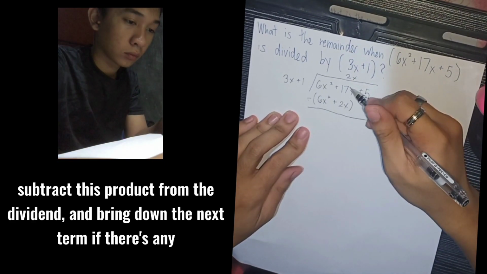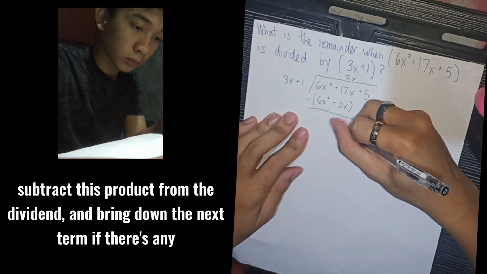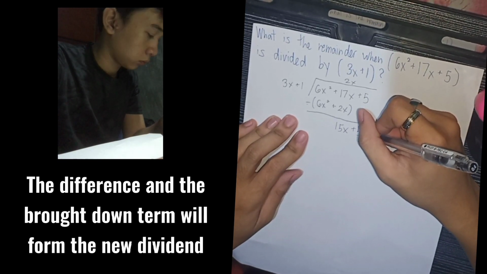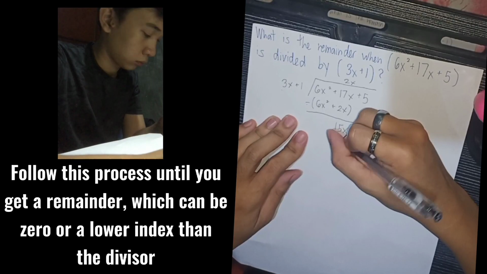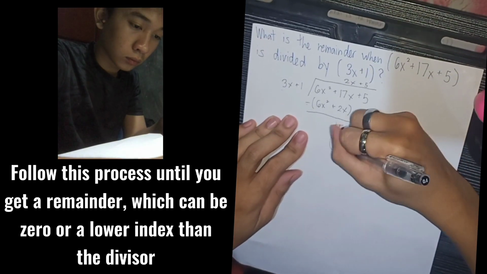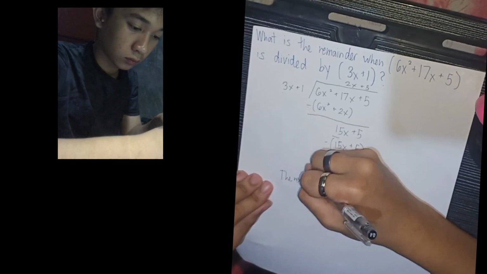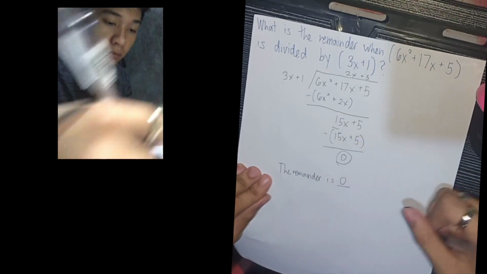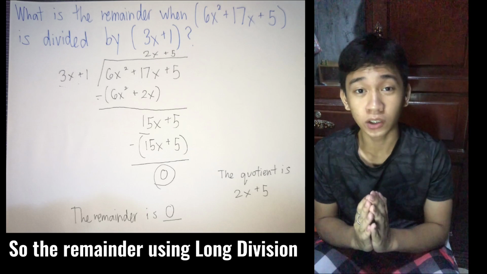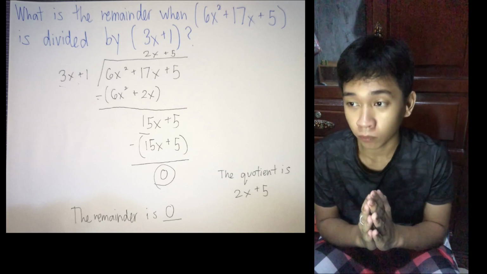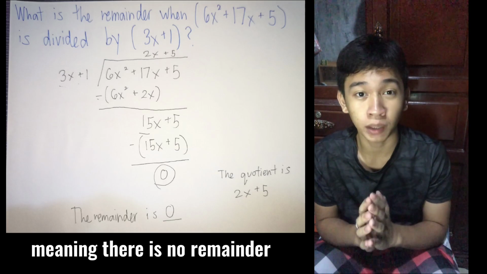Subtract this product from the dividend and bring down the next term if there's any. The difference and the brought down term will form the new dividend. Follow this process until you get a remainder, which can be a 0 or a lower index than the divisor. So the remainder using long division is found to be equal to 0, meaning there is no remainder.